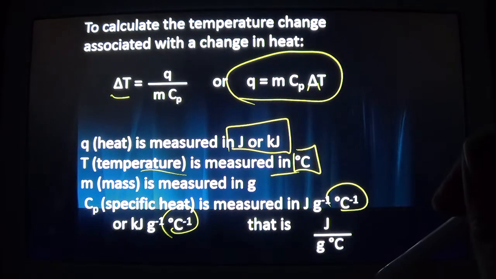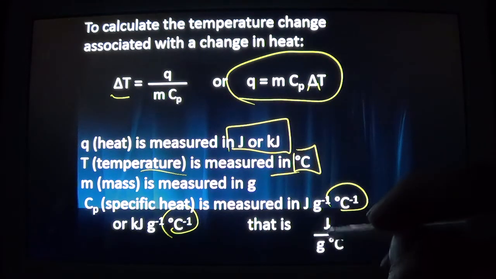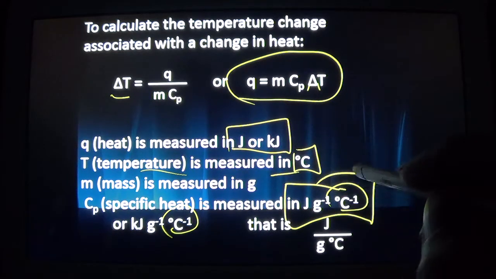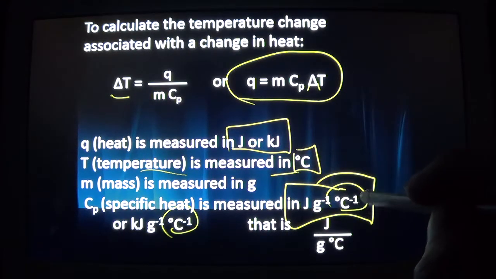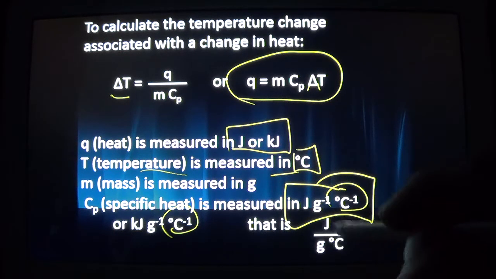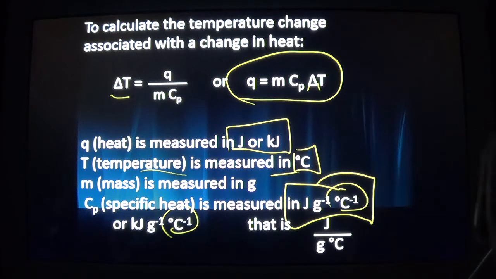That's a possibility. Now, if I say it like this, joules per gram per degree Celsius, why would I write it like this? This is the way you are very likely to see it on the AP exam. I'm just saying, I've seen it this way, and it's very likely they'll do it this way again. Why not write it the way we say it? This takes up 2 lines of text. That takes up 1 line of text.